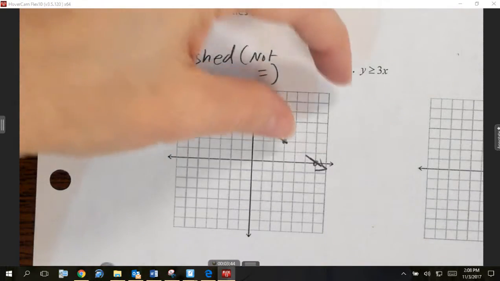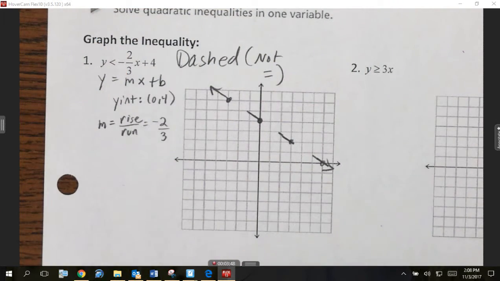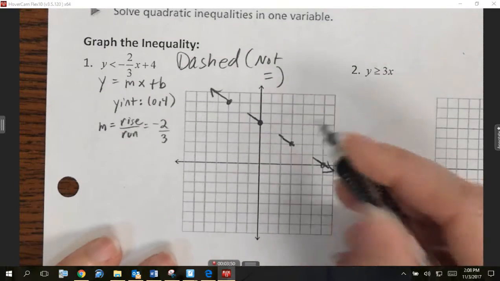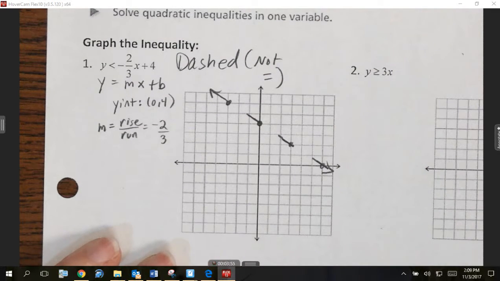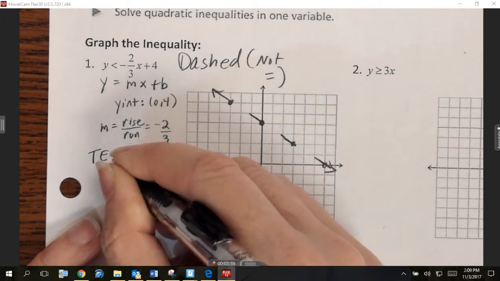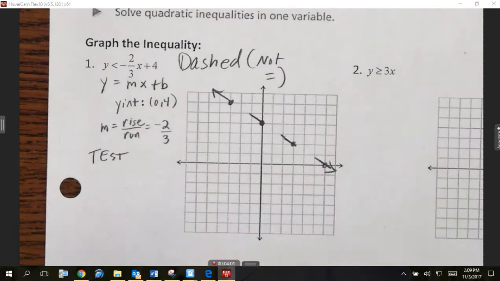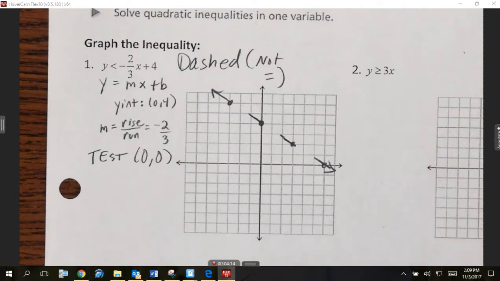In order to know which side is the solution, you're going to test a point. So we're going to test one point that is on either side of this line. Do not test a point on the line. So I need somebody's suggestion, make it a good one, to test. Because we're going to have to plug it into the equation. So give me a good one. (0, 0). That is an excellent one. That's totally the one I would have picked. Okay, you can do that one.